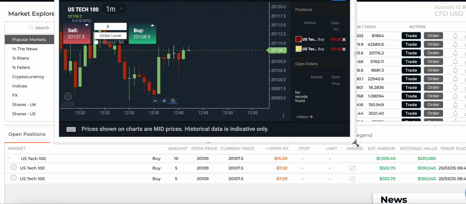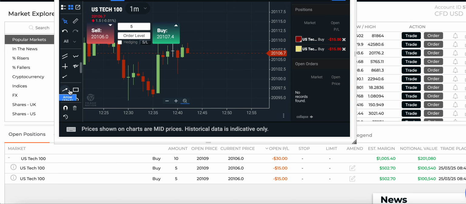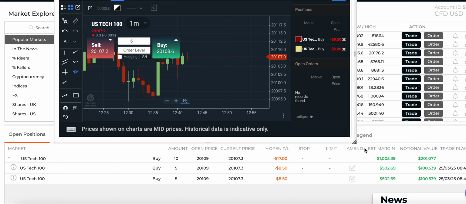Now look at the margin that I'm using here to answer the question of how much money you need. My estimated margin is $1,000 to open contracts on the Nasdaq worth almost $250,000. That's because it's 1 to 200 leverage, which means for every $1, I can buy something worth 200. So of course it's 1,000, which is how much I need to open up these 10 contracts.